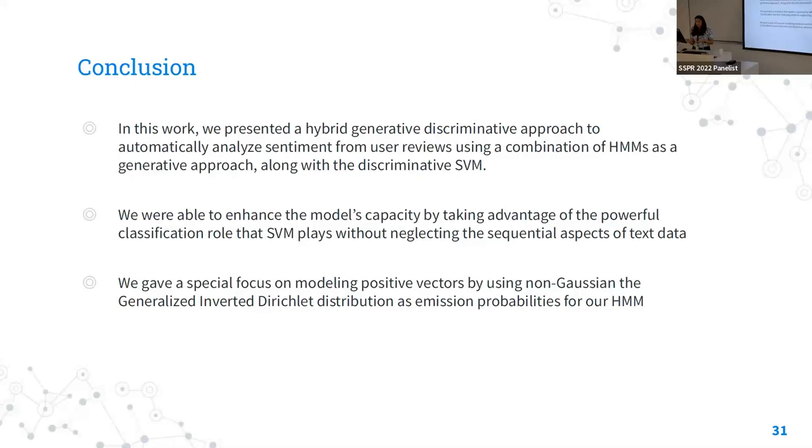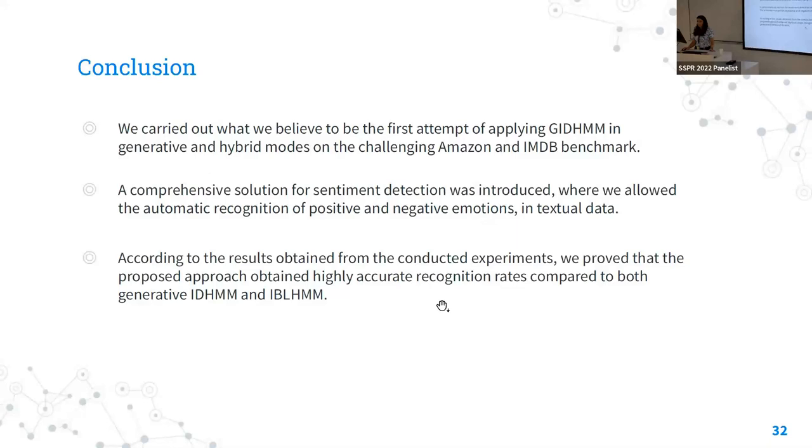And we gave a special focus on modeling positive vectors or semi-bounded vectors by using the non-Gaussian generalized inverted Dirichlet distribution as emission probability for the hidden Markov model. We carried out what we believe to be the first attempt at applying generalized inverted Dirichlet with hidden Markov models and also with the Amazon and IMDb benchmark. We provided a comprehensive solution for sentiment detection, and we allowed the automatic recognition of positive and negative emotions. According to the results we obtained from the conducted experiments, we've proven that the proposed approach obtained highly accurate recognition rates compared to both the generative and the hybrid method.